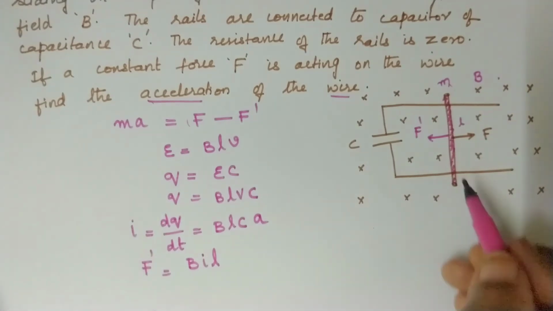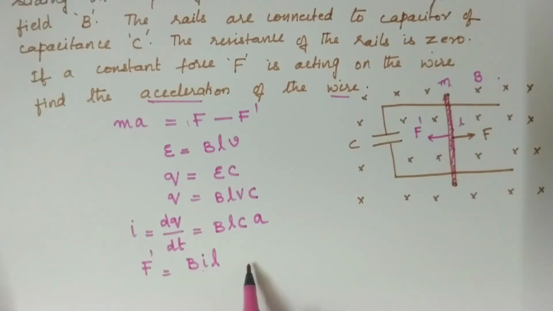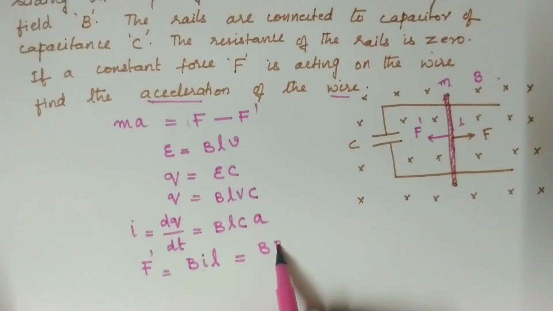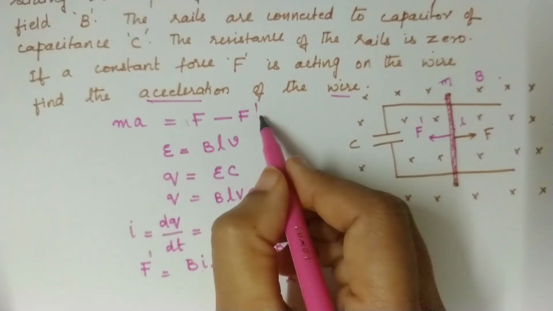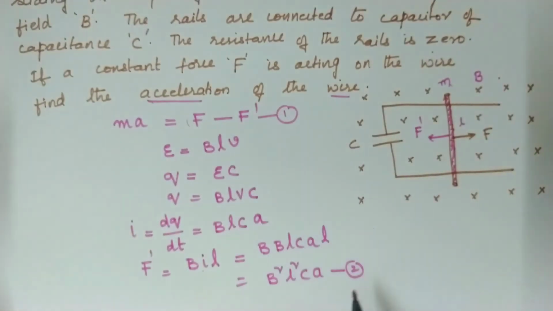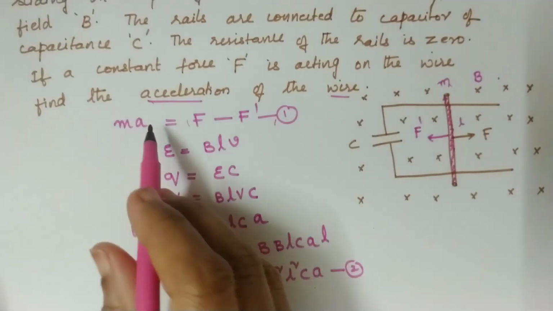So what is F dash equal to? B into I into L. Calculate F dash. B is constant. Current is B into L into C into A, into length. That is B square, L square, C into A. Call this as equation 2, this as equation 1. Now substitute 2 in 1.